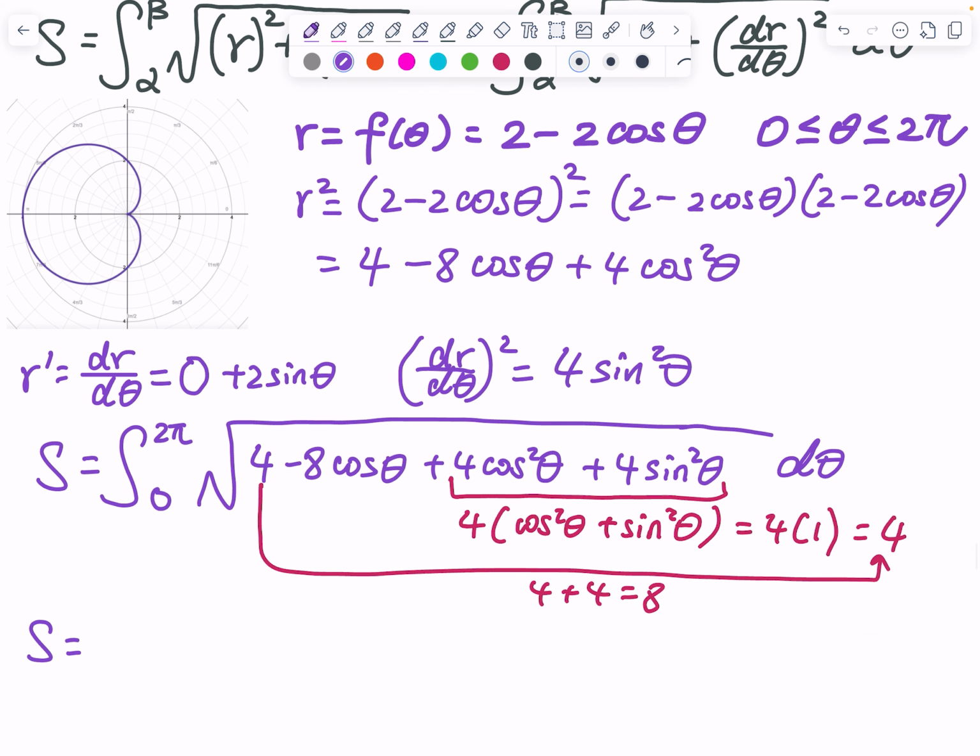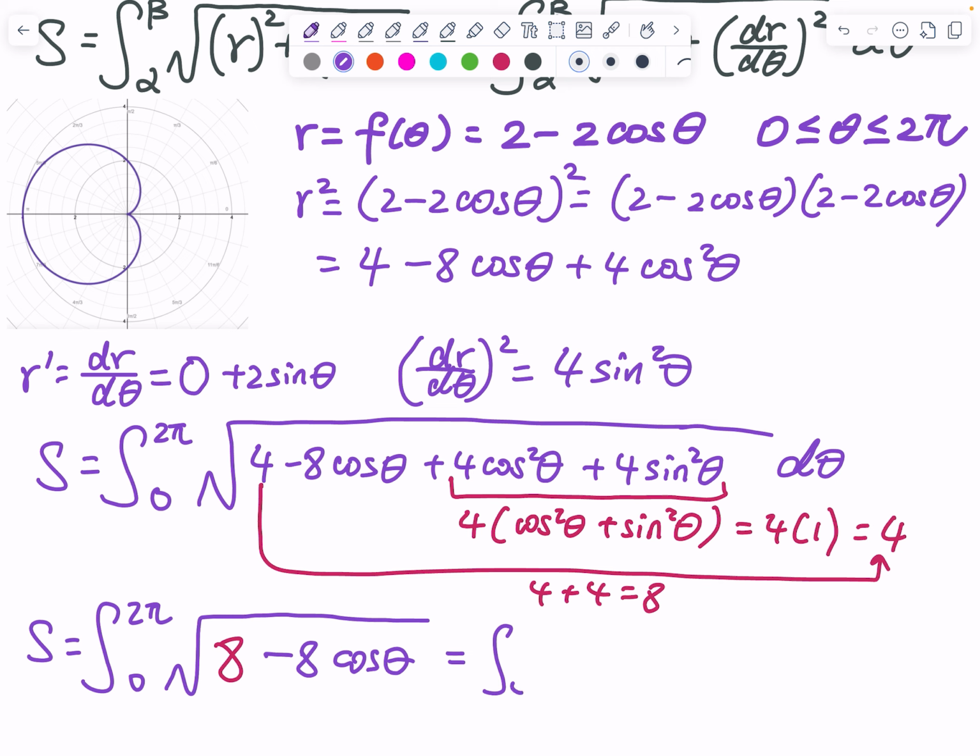And then s is equal to the integral from 0 to 2 pi. I have the square root of 4 plus 4, that is 8, and then minus 8 cosine theta, 8 minus 8 cosine theta. The square root is in there, so I cannot just integrate one term at a time. How about I factor out an 8 from 0 to 2 pi. Then this is 1 minus cosine theta.